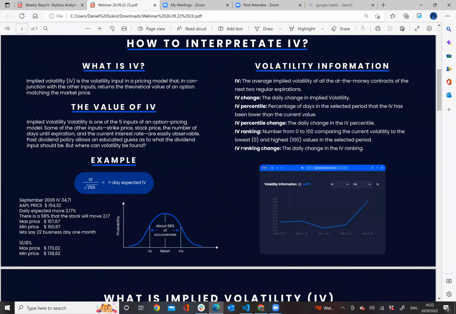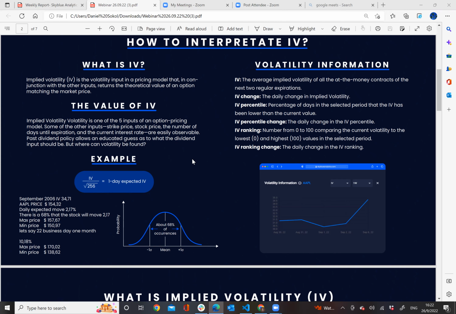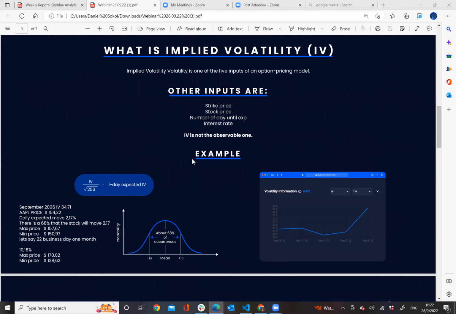So now let's jump to the other part of the webinar. That's how to interpret IV. IV is one of the 5 inputs for the option pricing. It's extremely important to take it into consideration. The higher the volatility, the higher the expected daily move. There are some companies which have less movement.